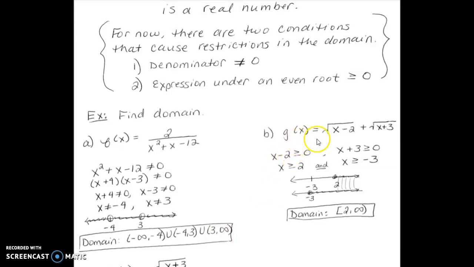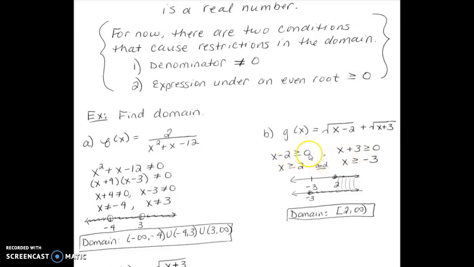Our second example, we have some square root expressions. So this is when the second issue becomes something we have to worry about. G of x equals the square root of x minus 2 plus the square root of x plus 3. So the expression under the square root, x minus 2, must be greater than or equal to 0. And also the expression under the other square root, x plus 3, must be greater than or equal to 0.